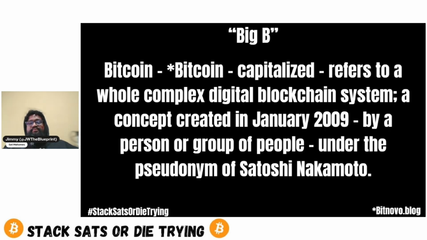Bitcoin with a capital B. It refers to a whole complex of digital blockchain systems, a concept created in January of 2009 by a person or a group of people under the pseudonym of Satoshi Nakamoto. So this is the whole complex digital blockchain system. This is the network. This network itself has value, right? It's one of the biggest and most robust computer networks to ever exist. And this itself has value. You can build on top of this network. And people are using the network for various things even right now. Sometimes people complain about that because it makes moving value on the network more expensive, because people are using it for art and all kinds of other things. But it's an actual computer network. That network has value. That is Big B.